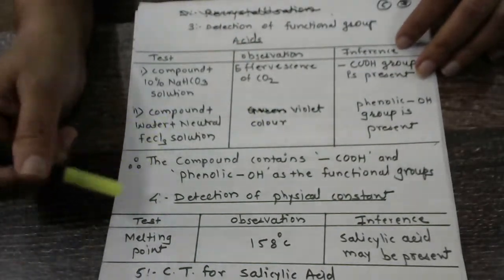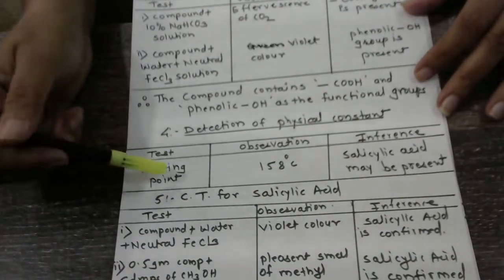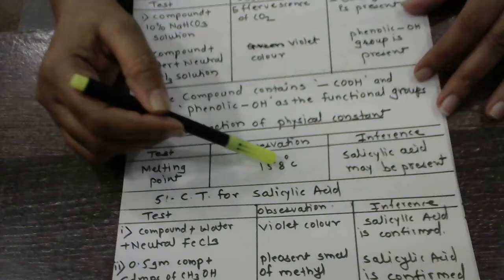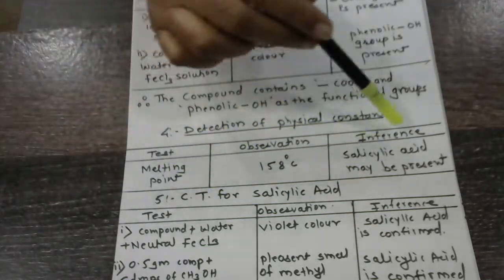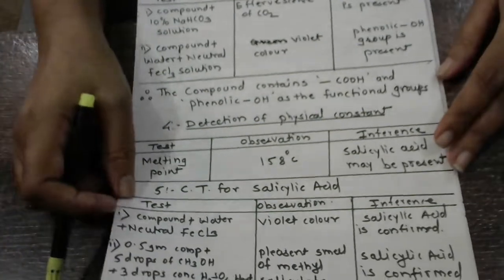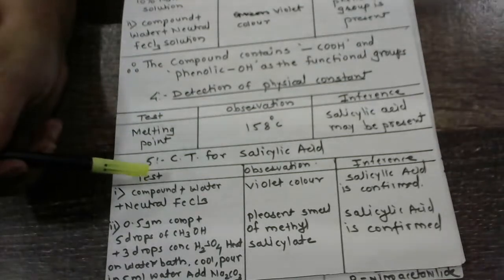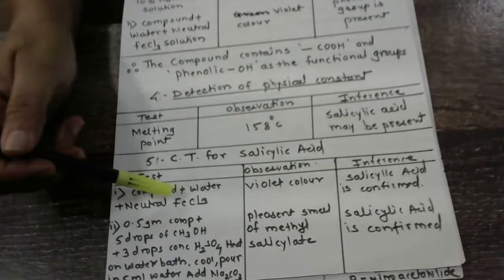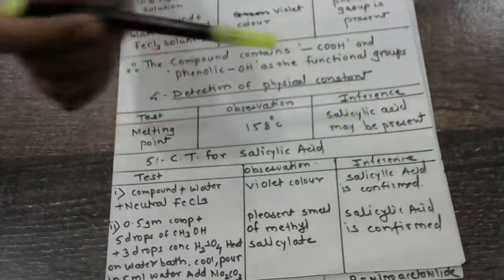Next step is detection of physical constant, that is melting point. It is 158. A melting point of 158 corresponds to salicylic acid. Hence salicylic acid may be present. This is the inference. Then we go for the confirmatory test for salicylic acid. For that we take the compound plus water plus neutral FeCl3. Violet color is observed. So salicylic acid is confirmed.